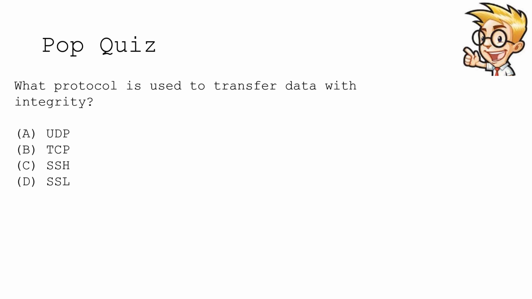Okay, pop quiz. What protocol is used to transfer data with integrity? A, UDP, B, TCP, C, SSH, or D, SSL? And the answer is TCP. TCP makes sure that all of the data is checked and that it sends correctly. UDP does not do that. It is connectionless or stateless.